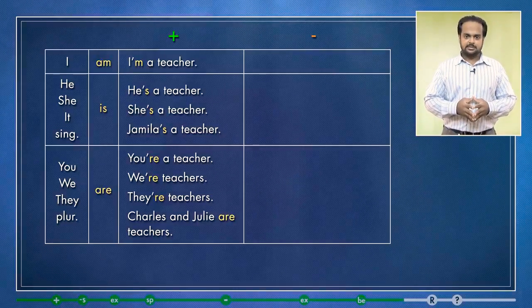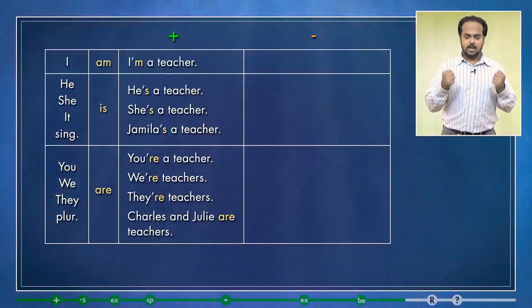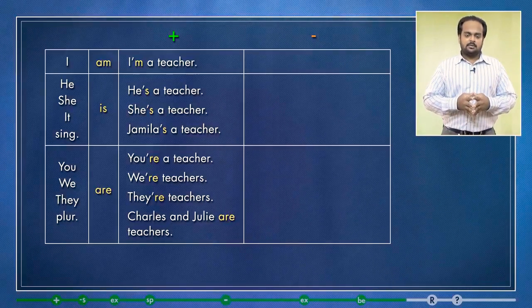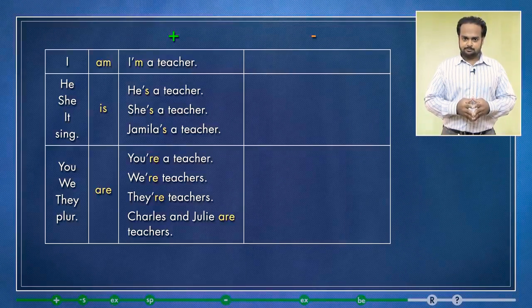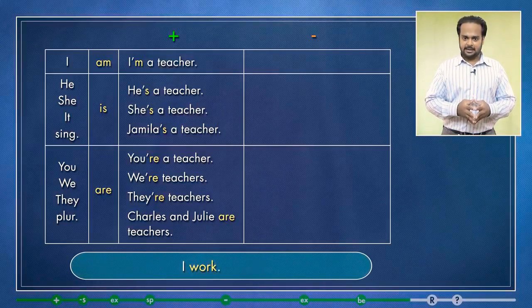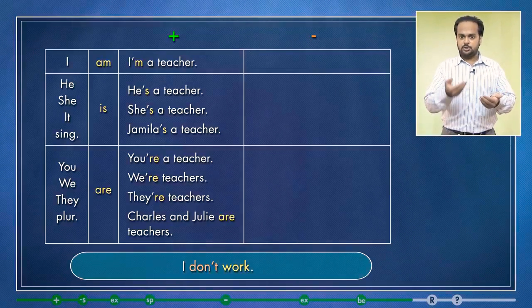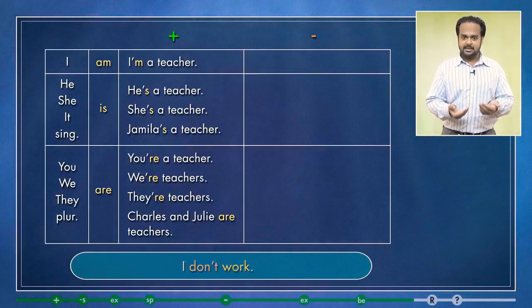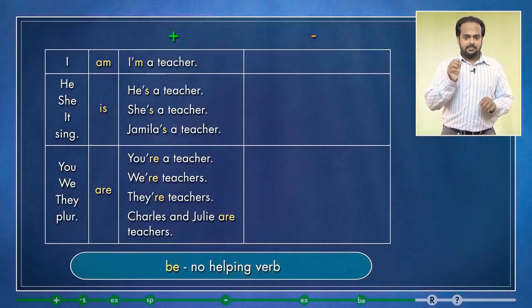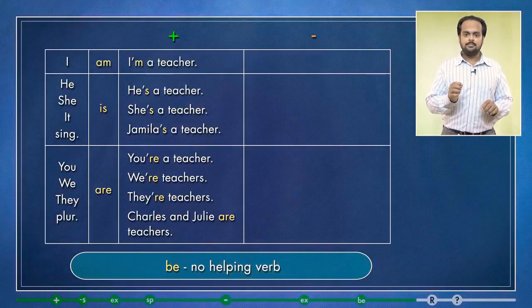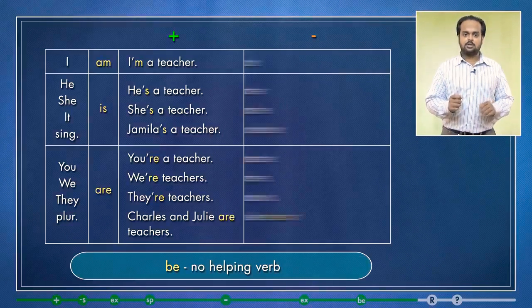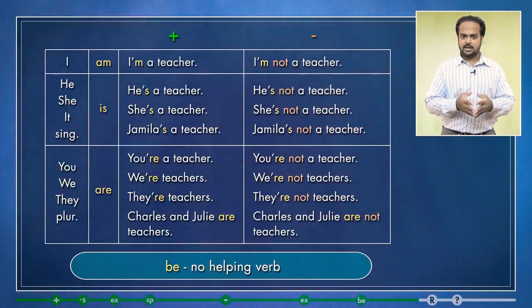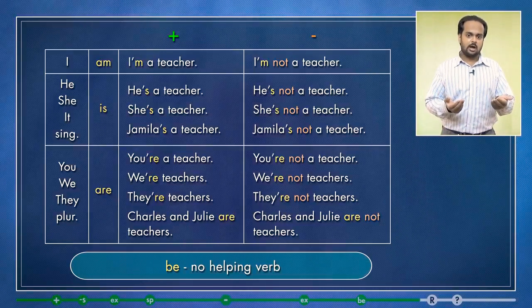The second difference is that the verb be is very strong. What I mean by that is when be is the main verb in a sentence, then it needs no helping verb. Remember, to make I work negative, we say I don't work. So work is the main verb and do is the helping verb. But be does not need a helping verb. And this is important because when you want to make a negative sentence, you add not right after be. You can see this now. I'm not, he's not, she's not, you're not, we're not, and so on.